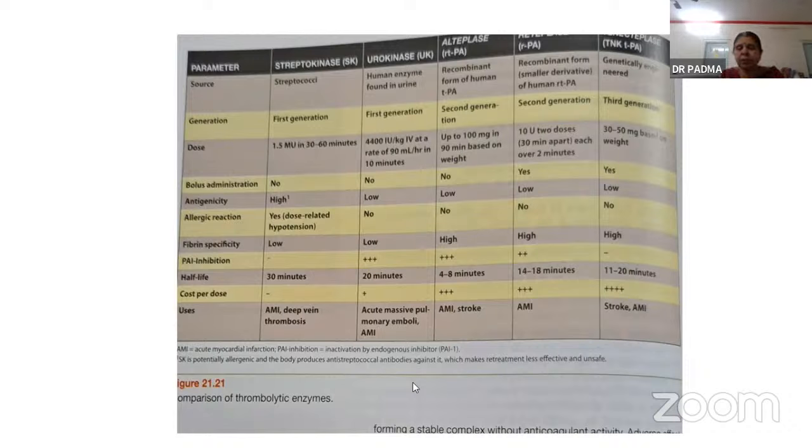Urokinase is not available to a very great extent, and all the indications and the mechanism of action are the same. As I told you, fibrin specificity is low with urokinase and streptokinase because they can bind to both. With alteplase it is high because it binds only to the clot fibrin, not to the circulating fibrin. So these are the few differences which should remain in your brain and come in front of your eyes whenever you see these sorts of drugs, patients, or in your papers.